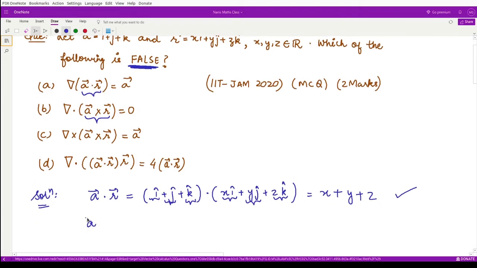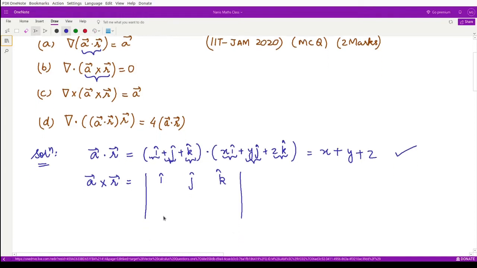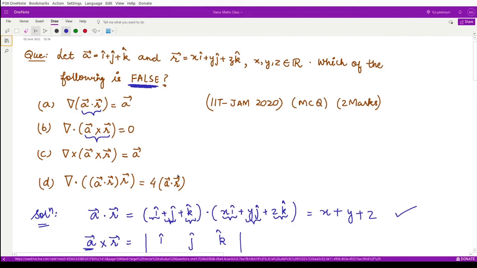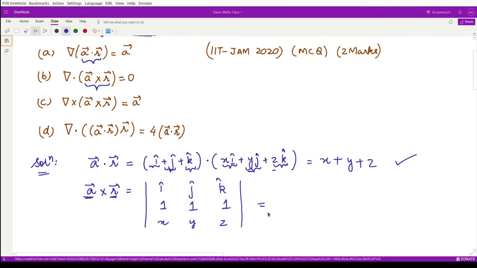And in a similar manner, let us also calculate the cross product of vector A with vector R. You know how to calculate this cross product. You take the determinant of vector i, vector j, vector k, and you write the components of vector A. Vector A is given to be i cap plus j cap plus k cap, so the components of i, j and k are all 1. For R, we have the component of i cap as x, j cap as y, and k cap as z, right? So we are to solve this determinant.